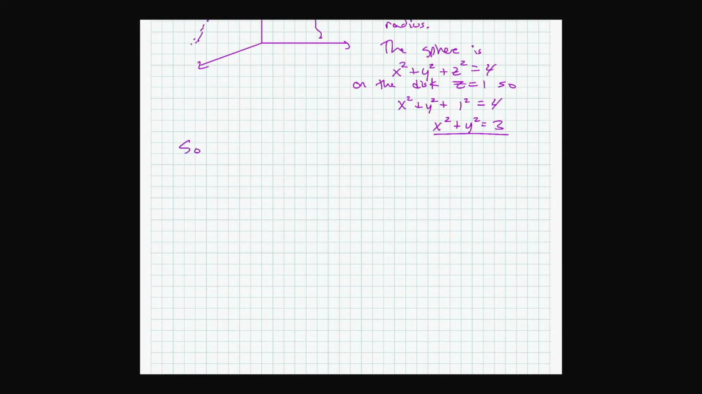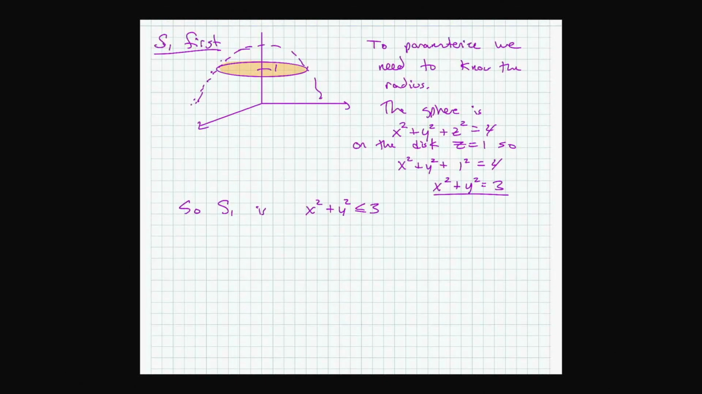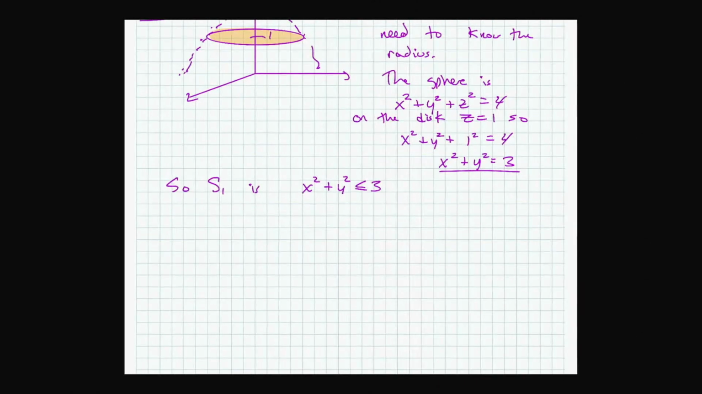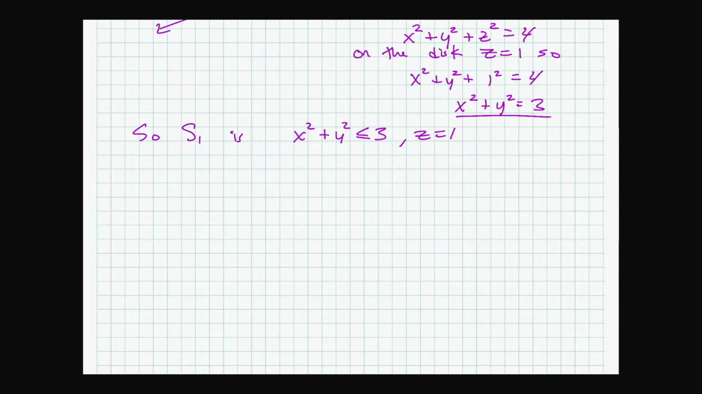So S1 is x squared plus y squared needs to be less than or equal to 3, right? Because equals 3 is actually the border, and less than or equal to 3 would be the inside. And then the z value is just going to be constantly 1. So what could we use for our parameterization?